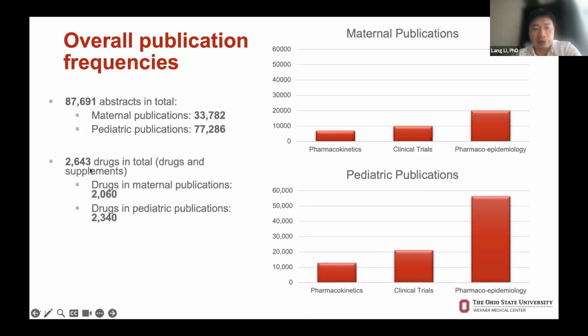Then we also looked into how many drugs are being studied in the literature. In total, we have 2,643 drugs. In this case, we're talking about both drugs and supplements. Right now in the current version, we included both. But in our recent revision of the database, we're probably going to remove a fraction of the supplements if they are not necessarily prescribed by physicians. We tend to exclude them for now.